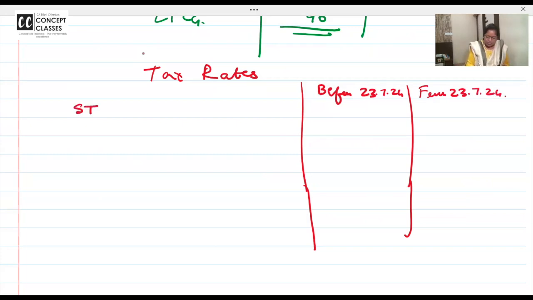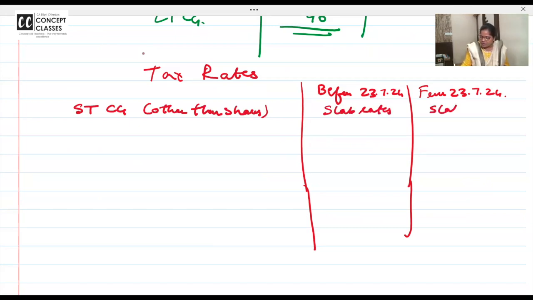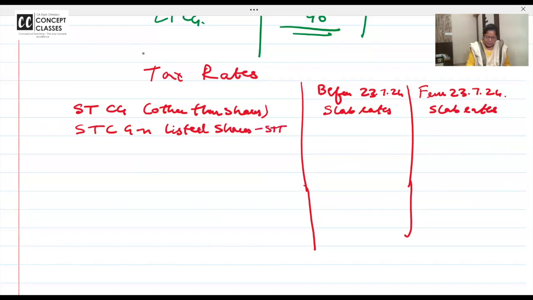Now let us take up short-term capital gain other than shares. It's not shares, it's other than shares. Then it is slab rates. Here also it is slab rates. Understand and write. Short-term capital gain on listed shares, on which you are paying STT, and the section is 111A. Till 23rd July it is 15%. Now it is 20%.